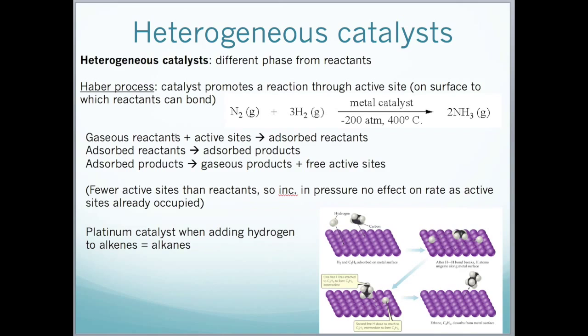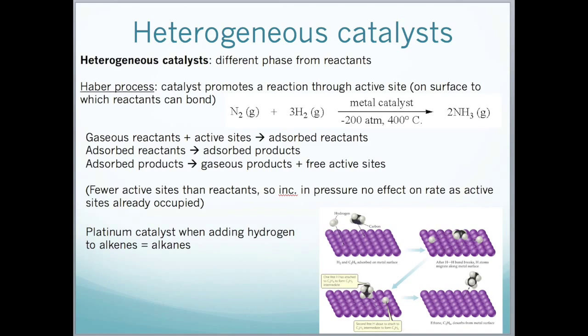So we start off with the gaseous reactants and the active site of the catalyst, which produces the adsorbed reactants. The adsorbed reactants then become adsorbed products on the surface. Adsorbed products then are released, which means that we now have gaseous products and again free active sites. So this reaction can happen again. The important thing to remember here is that there are fewer active sites than reactant molecules. So if we increase the pressure, there will be no effect on the rate of the reaction because active sites are already occupied.